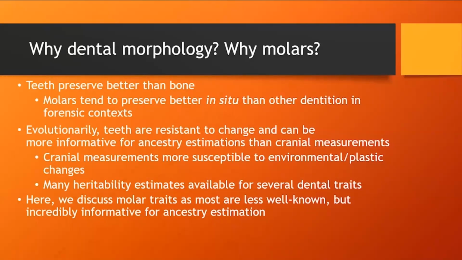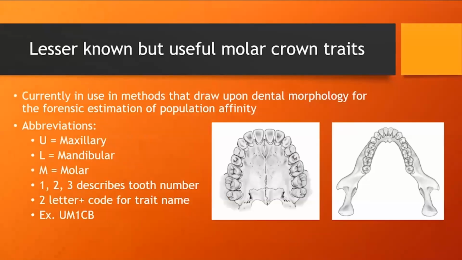So in today's webinar, we're going to discuss molar traits that are less well known than some of the more commonly discussed traits, but that are really informative for ancestry estimation. How about some orientation to the way we talk about traits? The ones we're going to talk about are currently in use in methods that draw upon dental morphology for the forensic estimation of population affinity specifically. They're also used for biodistance and bioarchaeology and other studies, but we're here to talk about their forensic use.